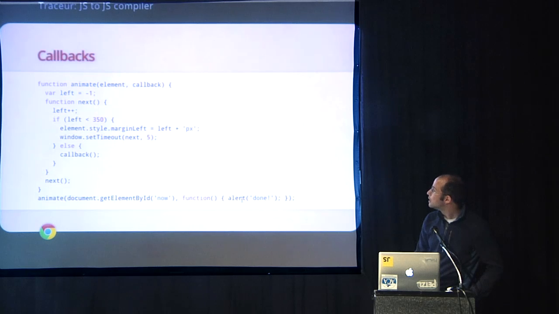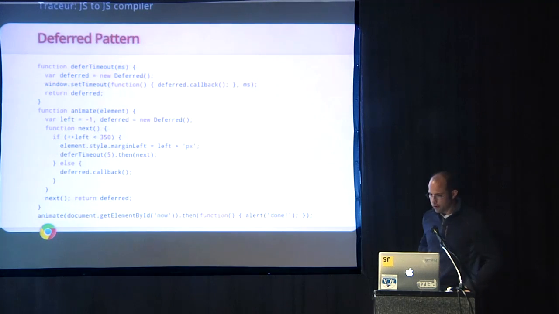Browser libraries have this deferred pattern, also known as the promise pattern. The promise pattern allows you to compose asynchronous functions a little bit better, because you move the callback out of the argument list and return an object upon which you can add a callback.